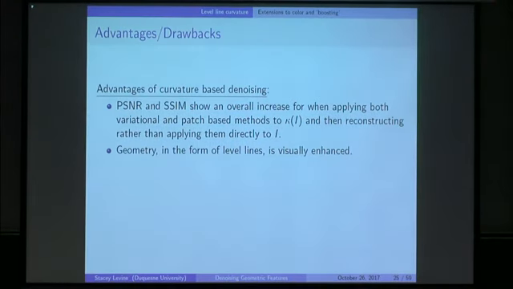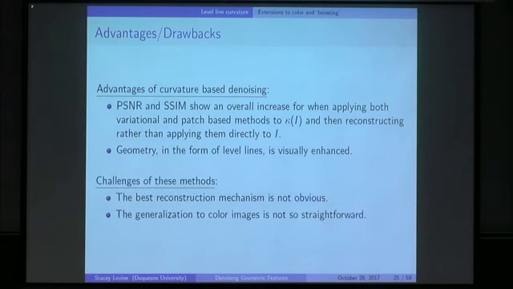So there are some advantages. Overall, it does seem to increase PSNR and SSIM. It does seem to introduce geometry back into some of these methods where it gets lost. So it seems like it has potential. But there are a lot of challenges. The best reconstruction mechanism is not obvious, and that ties into how you discretize the curvature, because you want to make sure that your reconstruction is mathematically sound. The discretization of the curvature itself, we're using forward-backward differences, which is not the most accurate. There have been a lot of things since then, this curvature microscope work and lots of other things. And the generalization to color is not so straightforward. We're doing a simple channel by channel, but when you're talking about geometry from color images, it's not quite as simple.